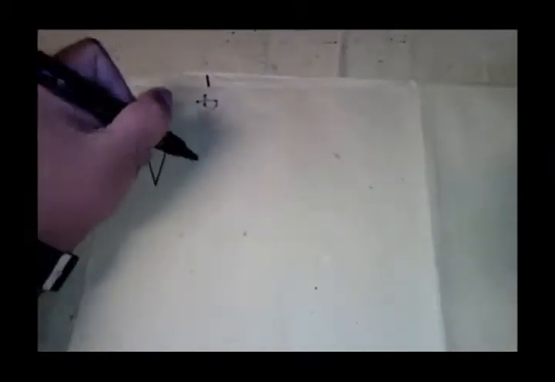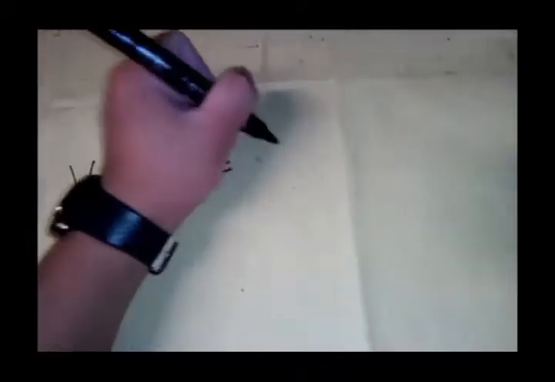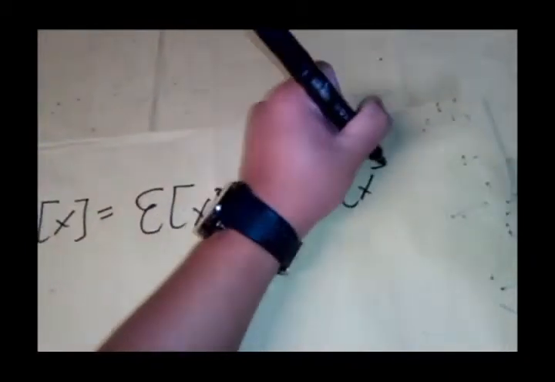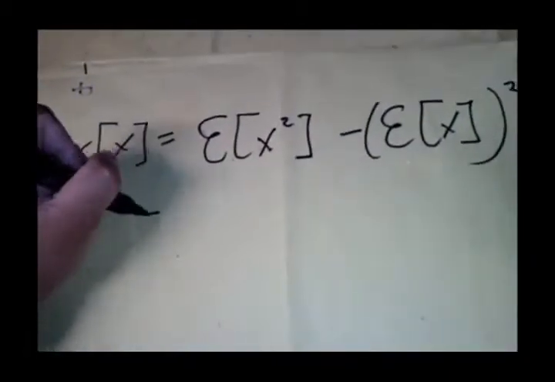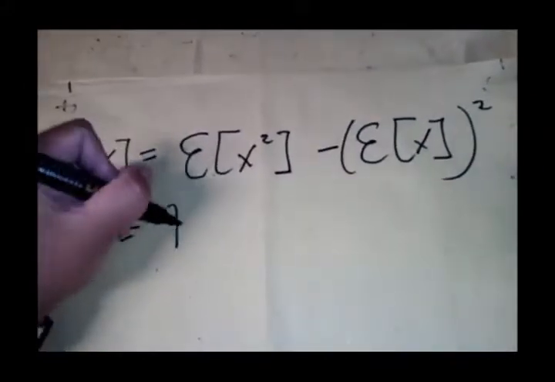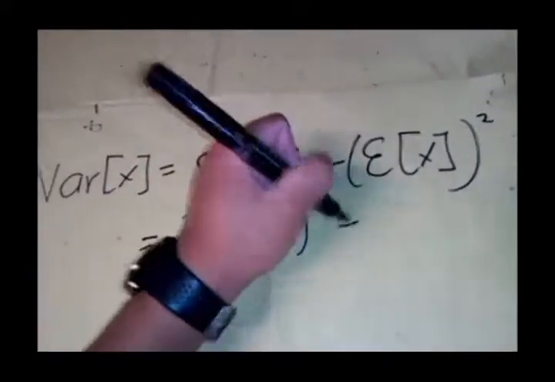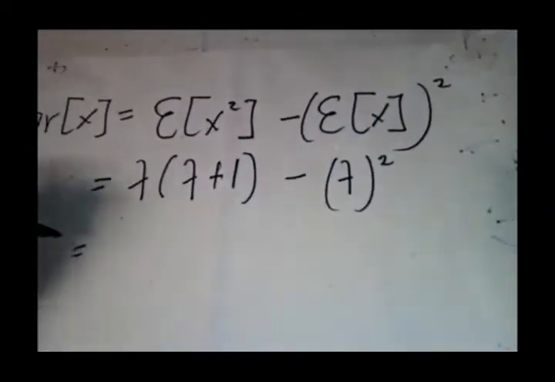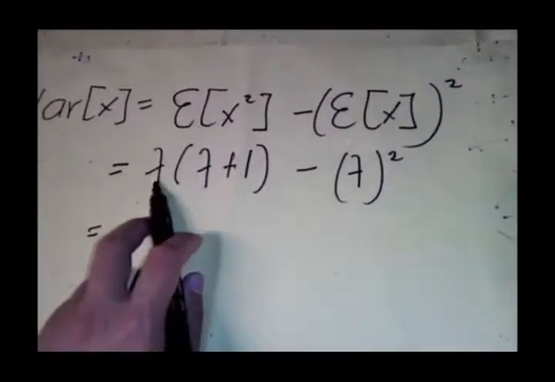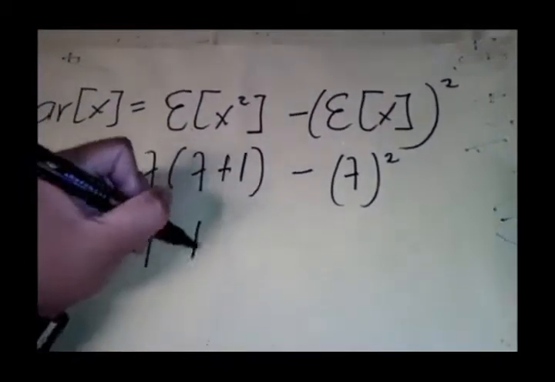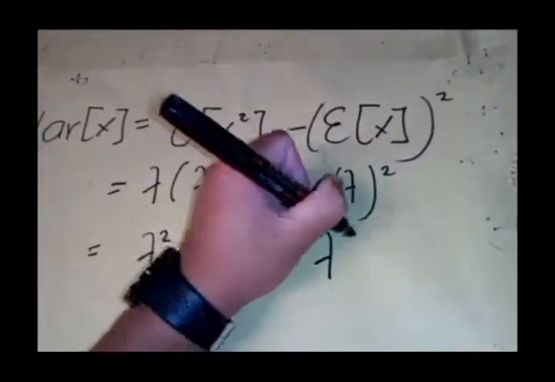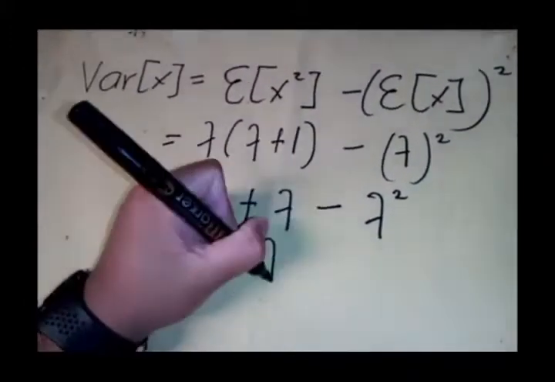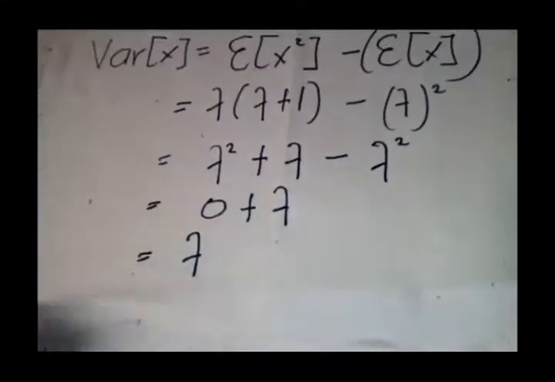Note that the variance is equal to the expected value of x squared minus the expected value of x, quantity squared. So we have our expected value of x squared equal to lambda times lambda plus 1, and our expected value of x is equal to lambda, so we have lambda quantity squared. So this time, we need to multiply this one to this one. So we have lambda squared plus lambda minus lambda squared. So lambda squared minus lambda squared is equal to 0, so plus lambda. So therefore, our variance is equal to lambda.